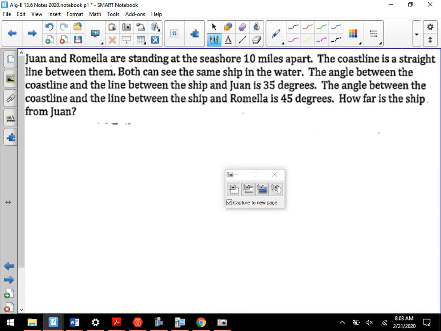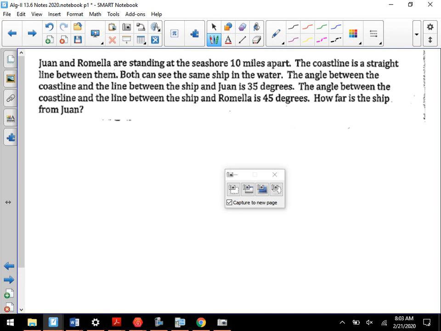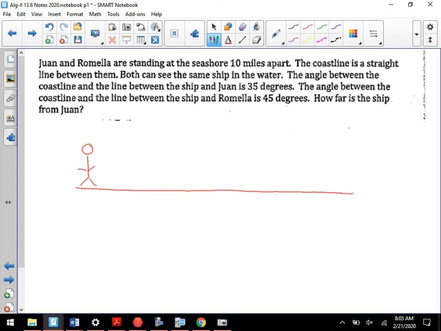Hold on, guys, come on. This is fun stuff when you get to draw pictures. So Juan and Romella are standing at the seashore 10 miles apart. So we have Juan. Are they going to run towards each other? In slow-mo. It's going to take a long time. We'll give her longer hair than Juan. They are 10 miles apart.